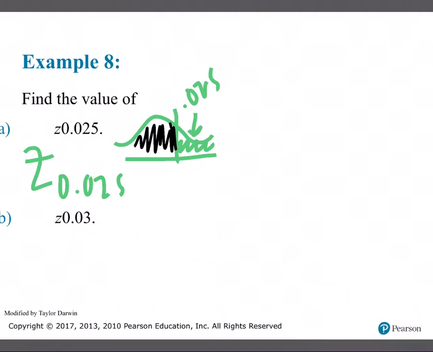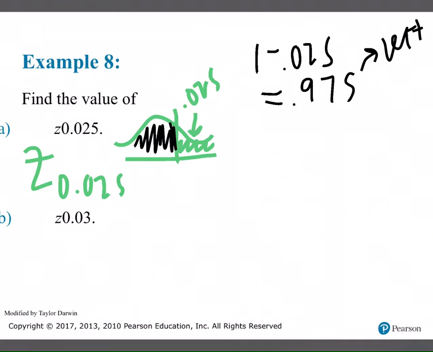And so if I can find the area to the left, I can find my Z-score. So I need to find the complement of 0.025, the other side, right? And if the total area is 1, then I can subtract 0.025 from 1. And that would give me 0.975. So this is the area to the left. And I need to find a Z-score that goes with this area.